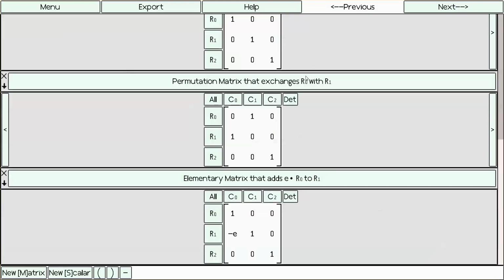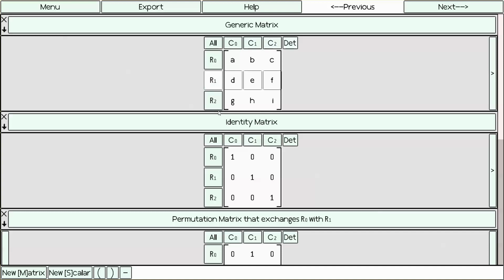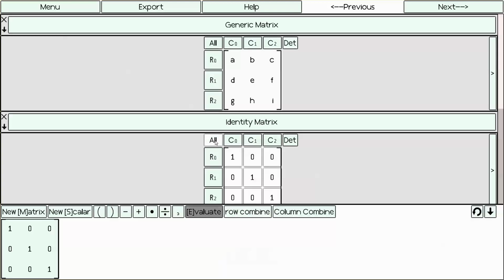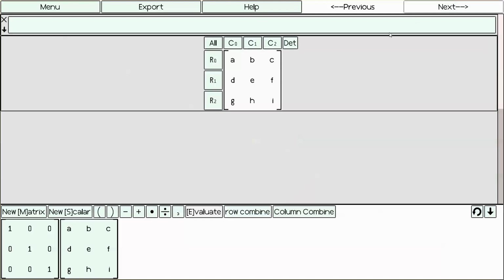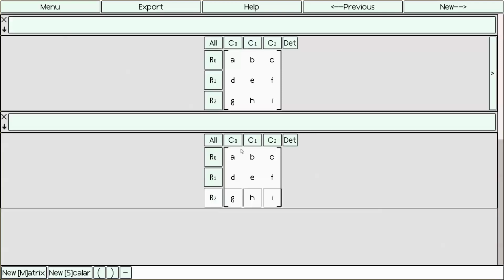Let's try multiplying with the identity on the left side. Identity times the generic. Go over here, and we evaluate it, and it's still the exact same matrix that went in.